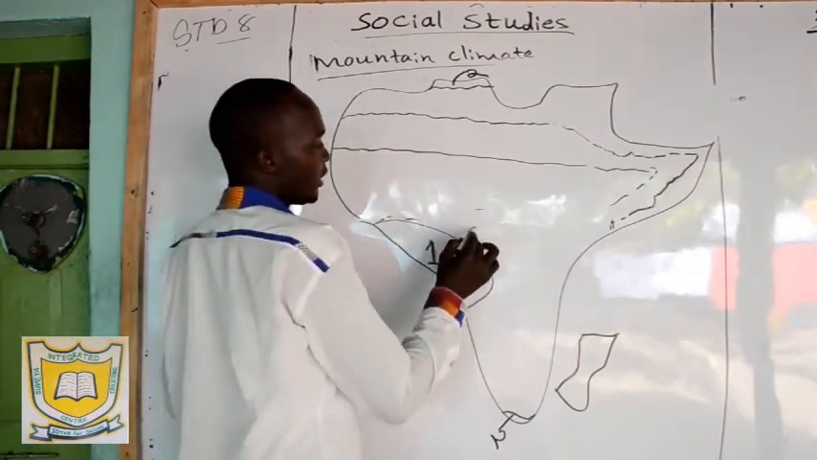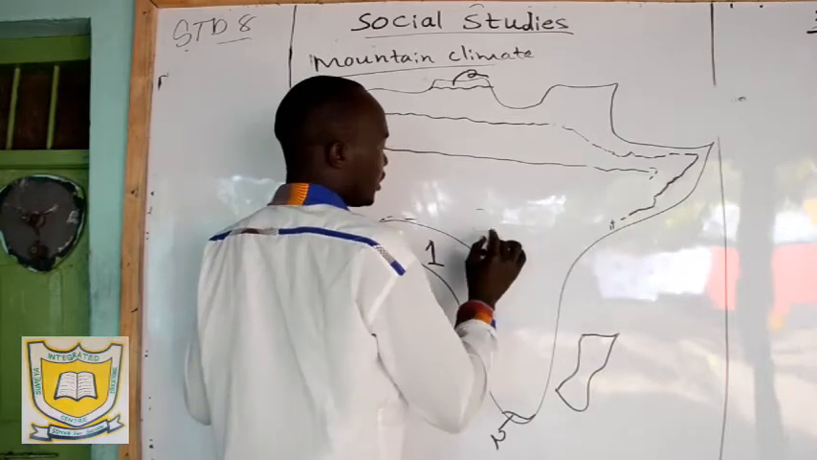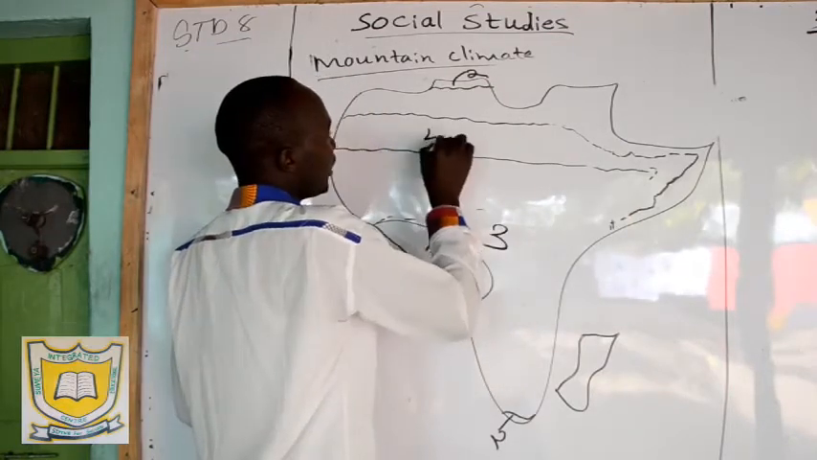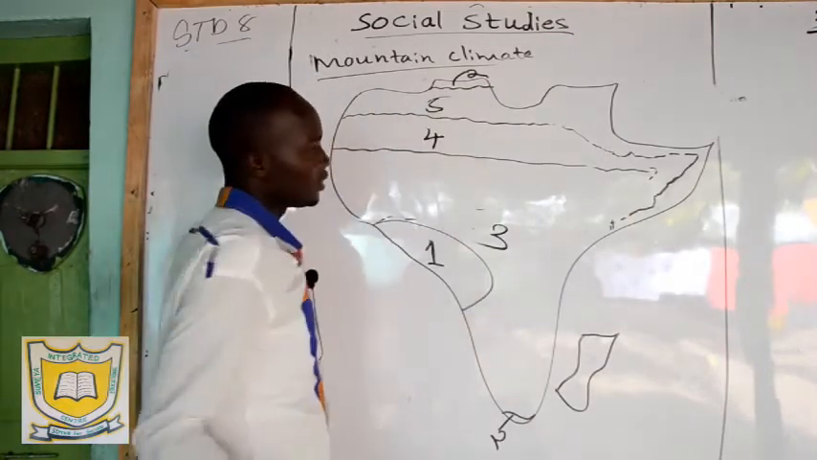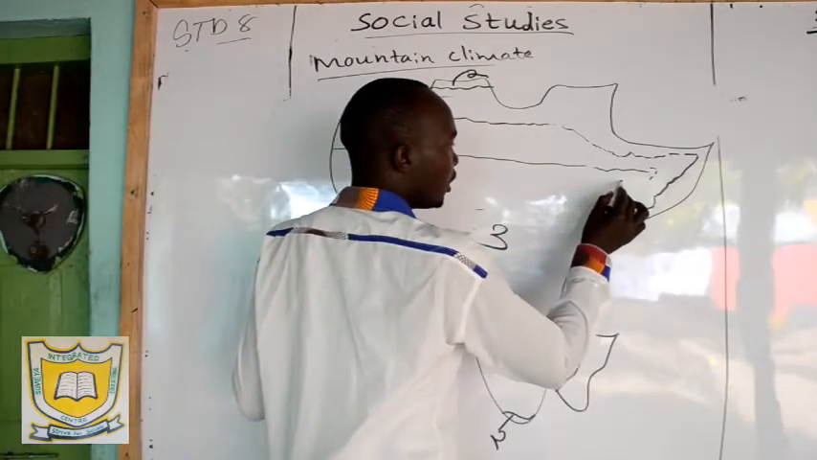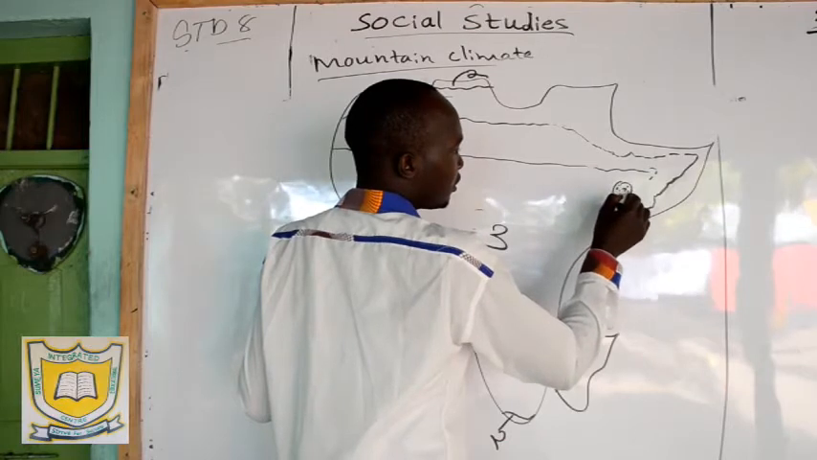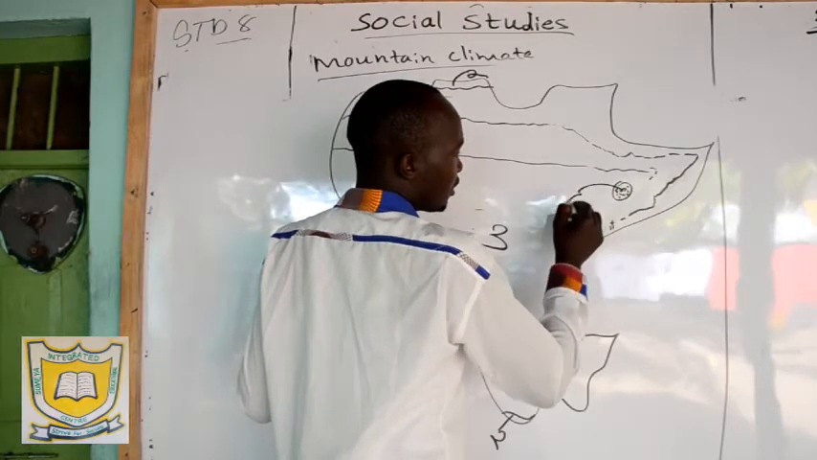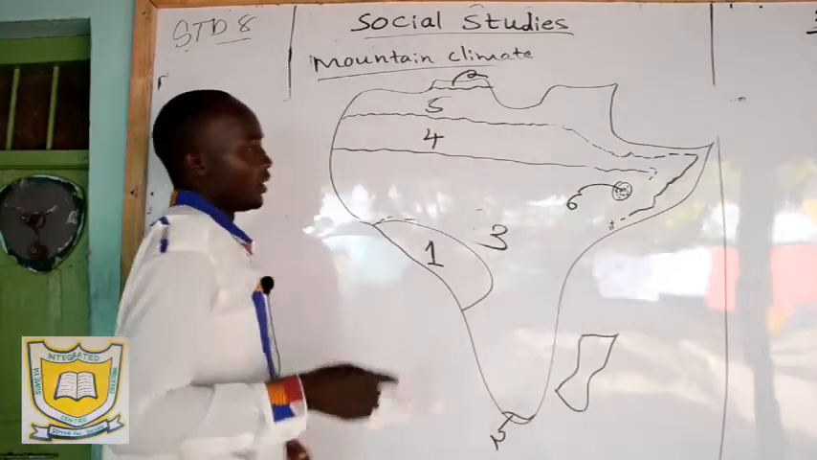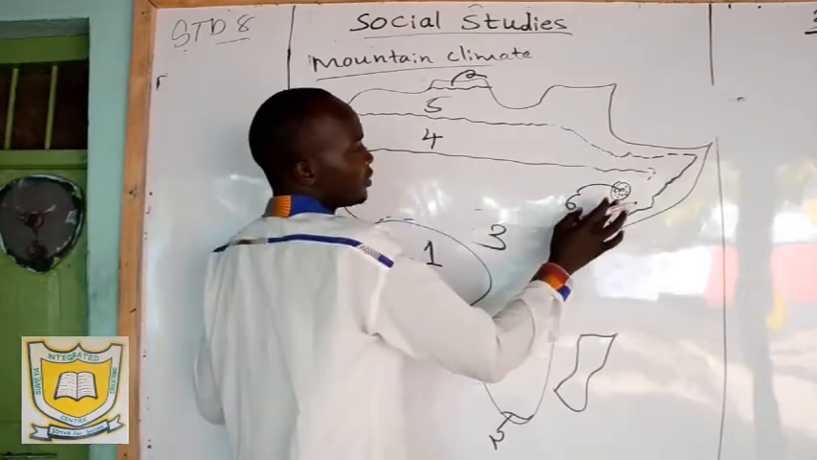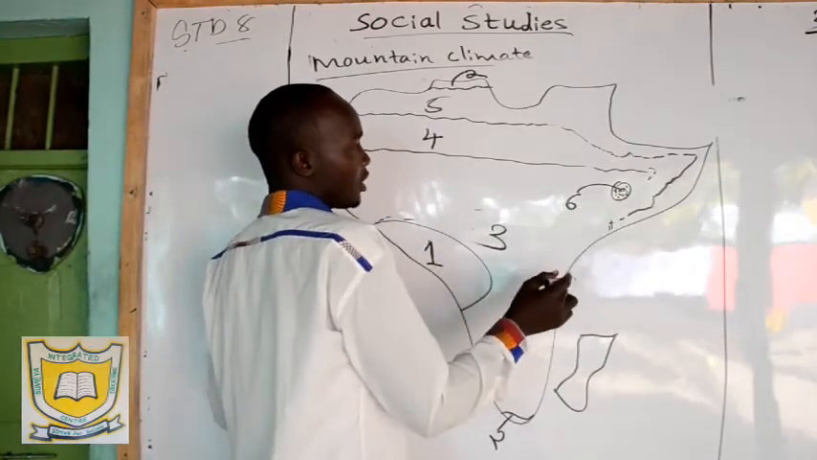So this is number 3. 3 is here, then 4, then 5. We have other ones like this one. This is 6, like that. So that's how it is.